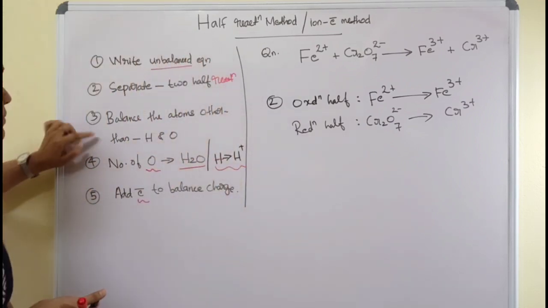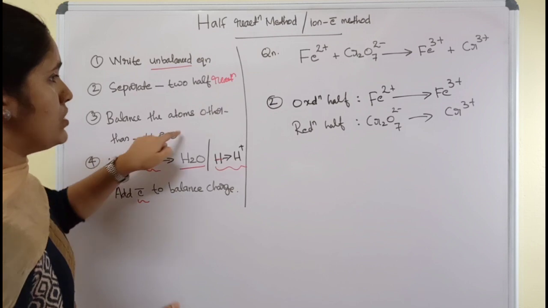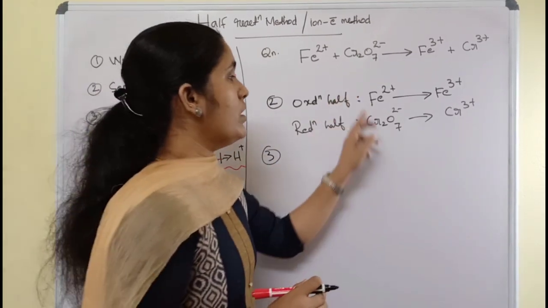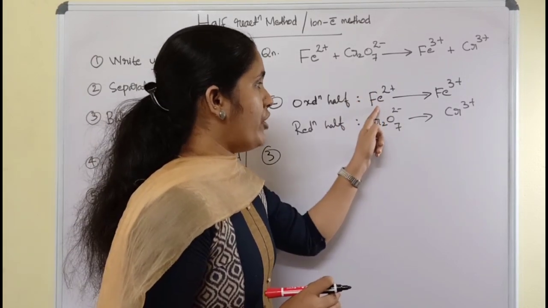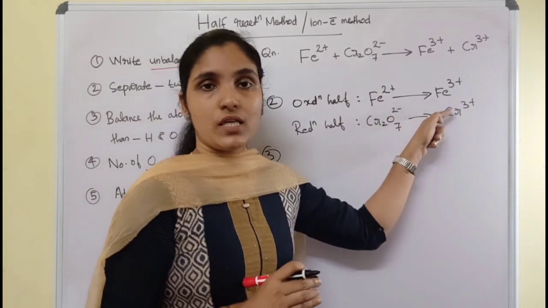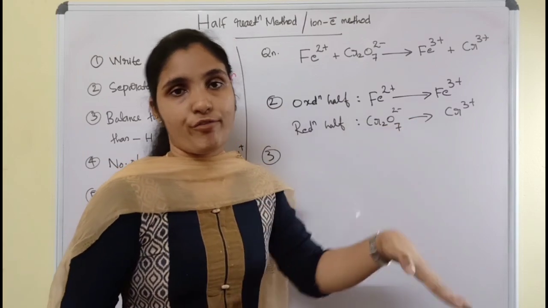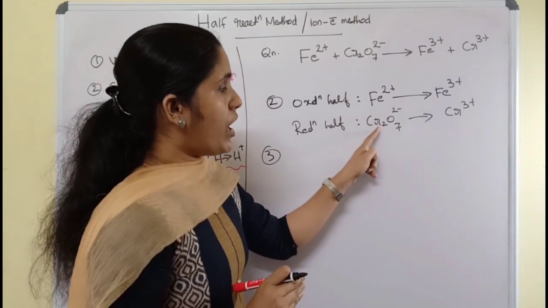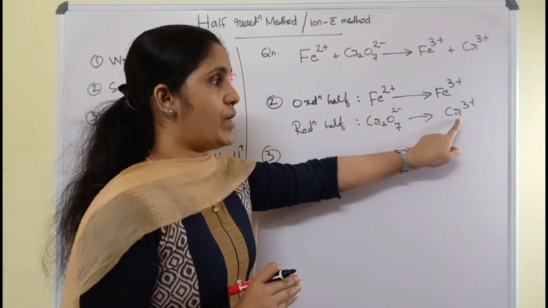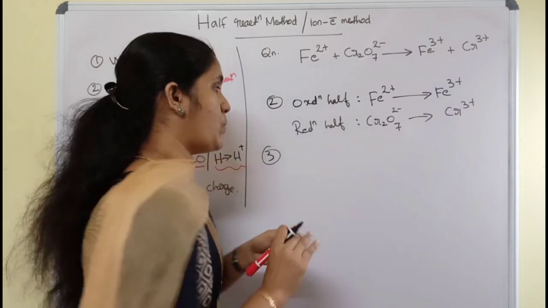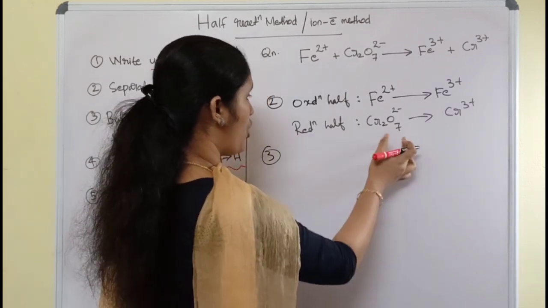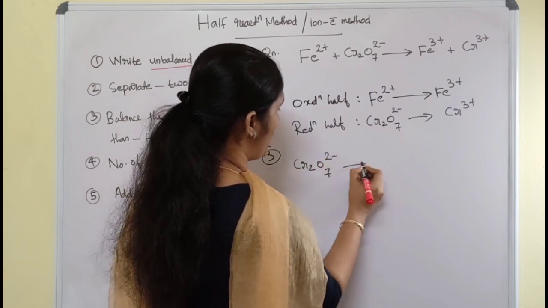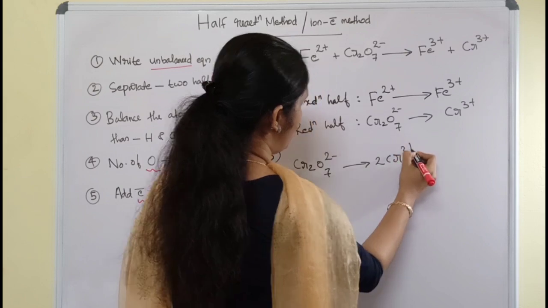And the third step, balance the atoms other than hydrogen and oxygen. Let's consider the equations other than oxygen. Here Fe2+ has one Fe and the right side also has a single Fe, so that equation is itself balanced. Let's balance the second case. Here there are two chromium, but on the right hand side only a single chromium. So let's write Cr2O7 2- changes to 2Cr3+.